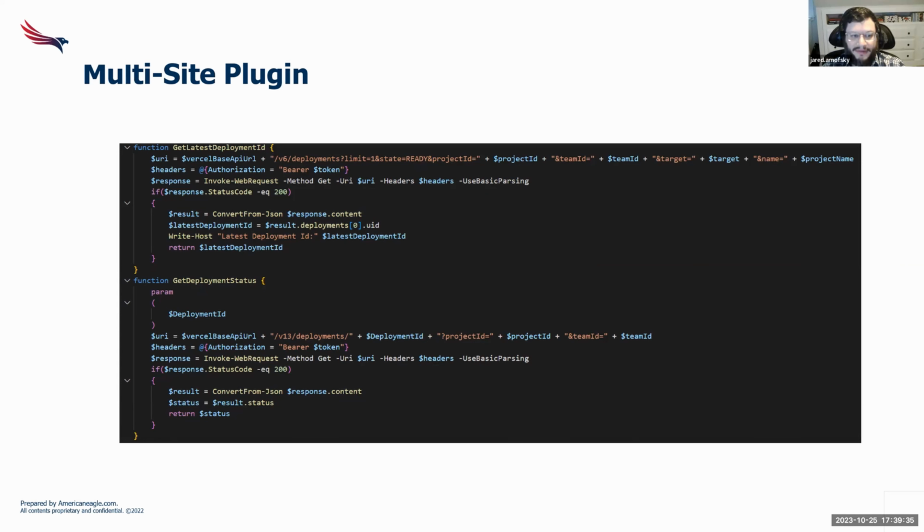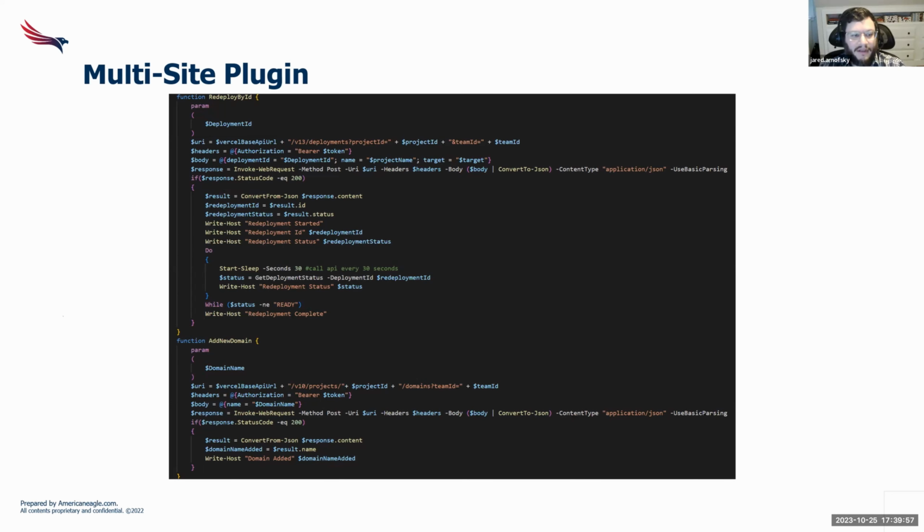You see I have another call here to get the deployment status, so I can get the most recent successful deployment. And then the first function, redeploy by ID, that's how I'm actually doing the deployment. And then you'll see here, there's an add new domain call. That's just how I'm dynamically adding domains to Vercel.